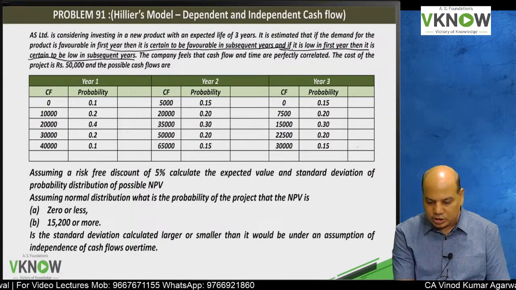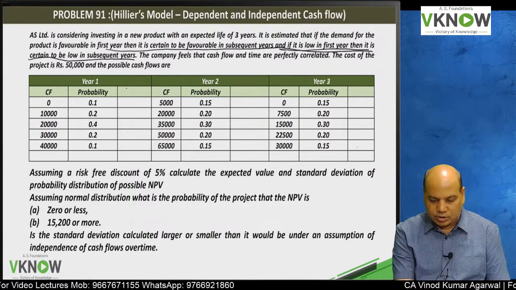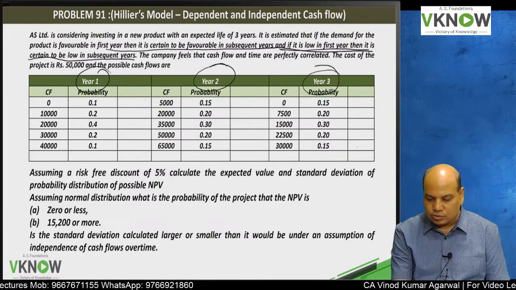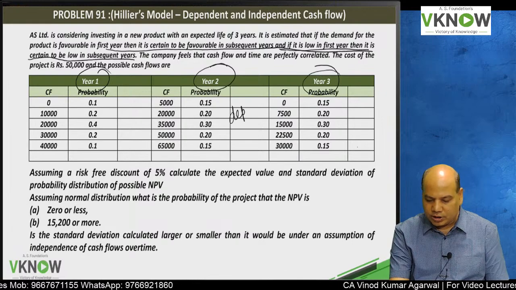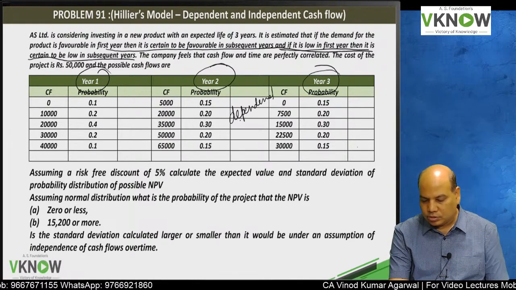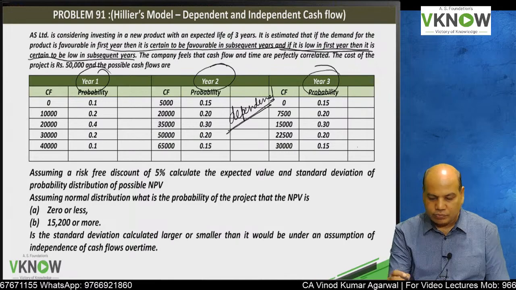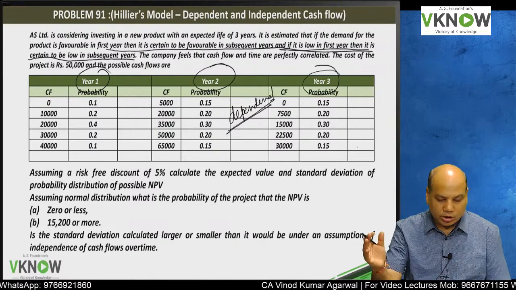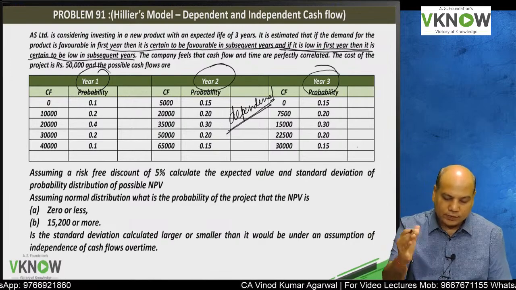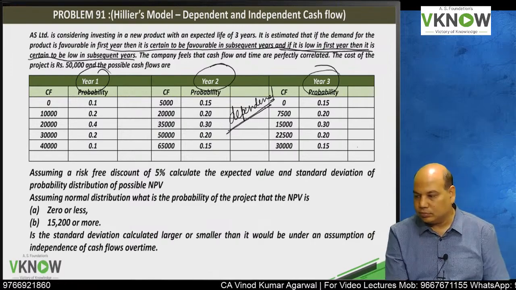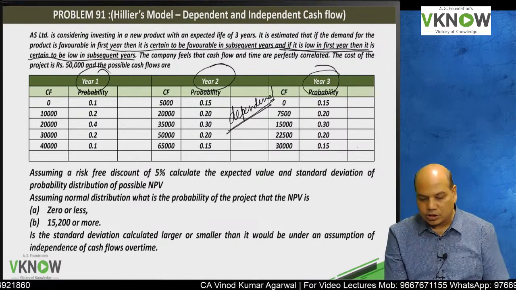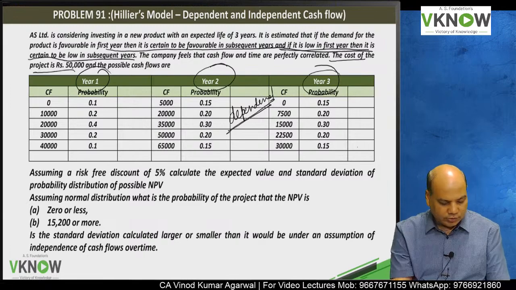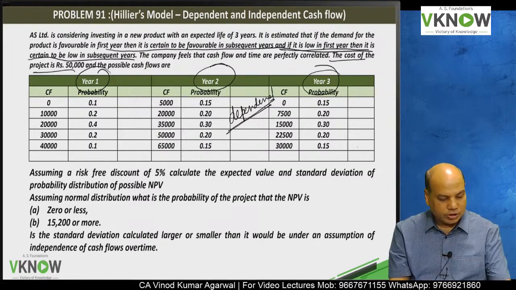What is the interpretation of this line? It means cash flows are dependent. It means cash flows are dependent because low demand in one year may lead to low demand in the subsequent year also. Year 2 cash flow is influenced by year 1. So this time we will assume cash flows are dependent. Cost of the project is 50,000.